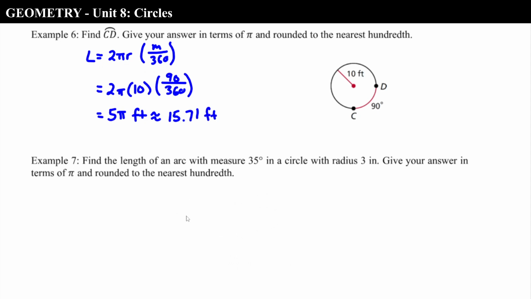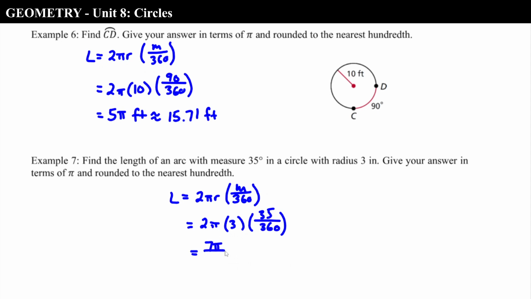In example 7, here we're just given the information. The measure of the arc is 35 degrees, the radius is 3. So we're just going to put that information into our formula once again, 2 pi r times m over 360. So here our radius is 3. Our arc measure is 35. Put that over 360. Do all the numbers first, and that's going to give us 7/12. So we have 7 pi over 12, and the units here are inches. And that's approximately, when you put it in your calculator, 1.83 inches.